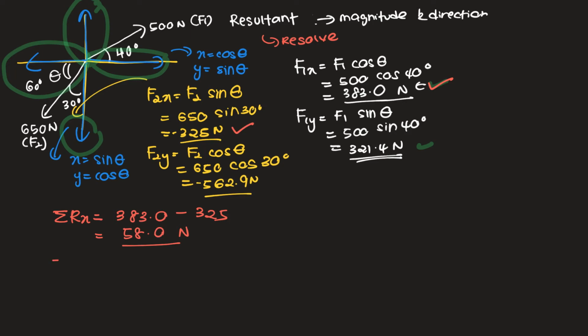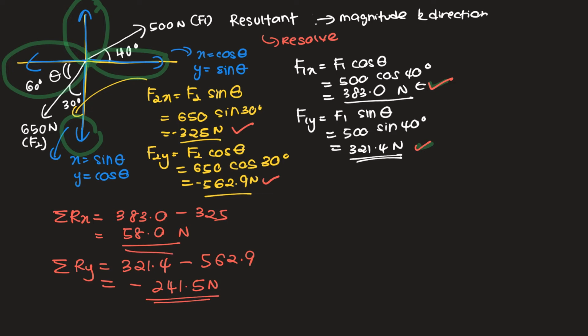And then you group the y components, which means this one and this one. So 321.4 minus 562.9. You are going to get negative 241.5 Newton.